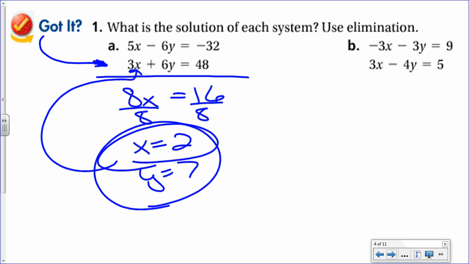So I see a negative 3x and a positive 3x. Those will eliminate out. I'd put together our y's. A negative 3y plus a negative 4y is negative 7y equals 9 plus 5, which will give you 14. And I won't finish it, but that's the idea. And then you would solve for y, get your answer, put it in place, and then get your x value.